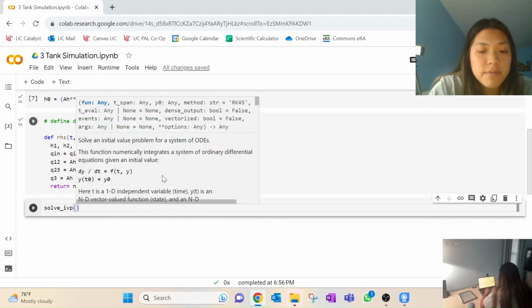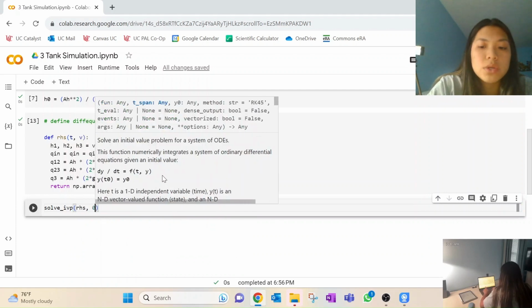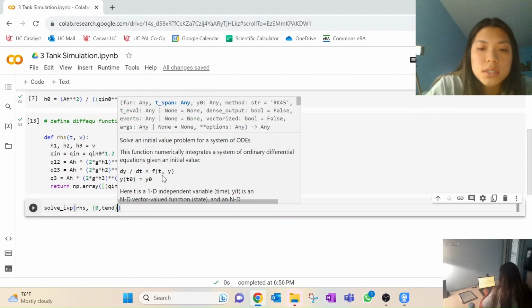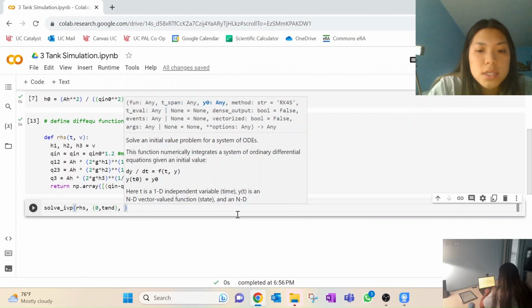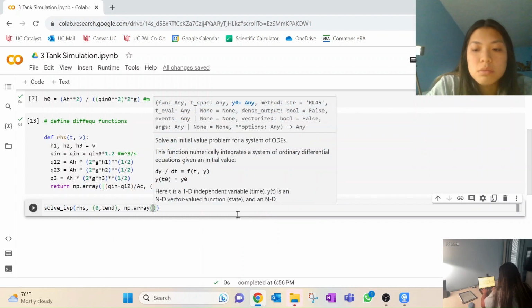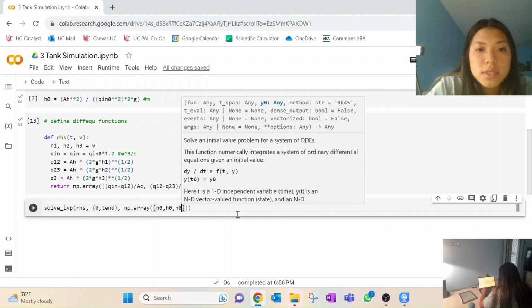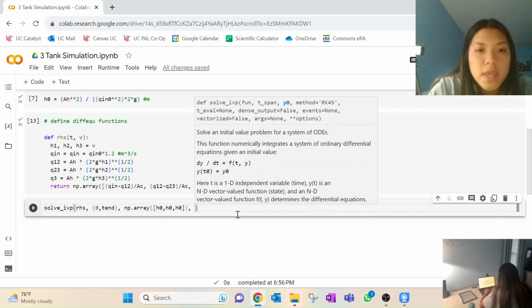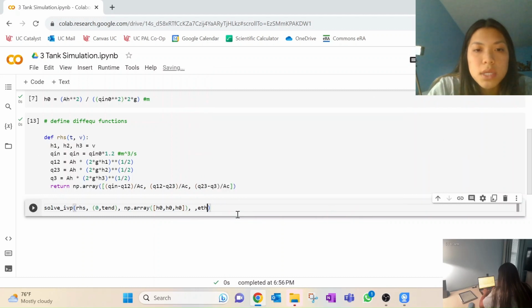Basically what it needs is a function. So that's going to be the right-hand side. It needs a time span, so we're going to go from 0 to the time that it ends, which we defined earlier. It needs initial values, so that's going to be the initial heights, and they are the same for all of them, so that makes it pretty easy. And then we need the method, so we're going to use the LSODA method.